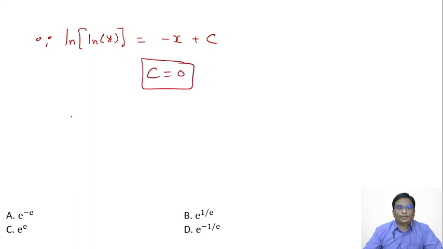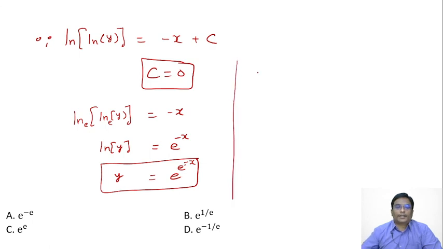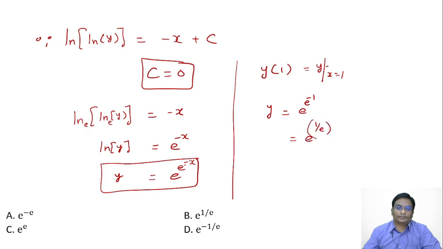Therefore, we got ln of y equal to minus x, or y equal to e power minus x, with base e. This is the solution for the given question. But what they asked us to determine is y of 1. Substitute x equal to 1, y of 1 is nothing but y value at x equal to 1. Therefore y equal to e power minus 1, or 1 by e. Option B is the right answer.